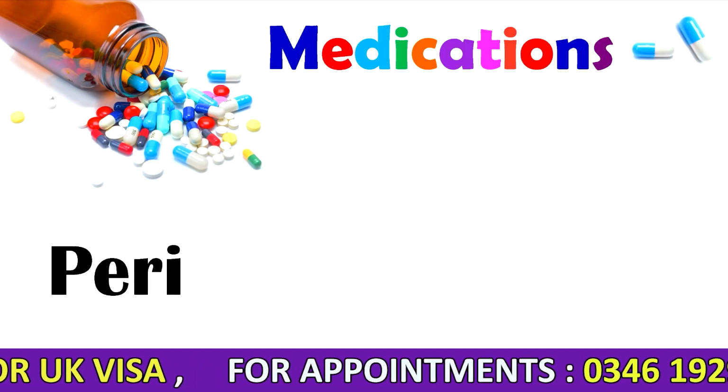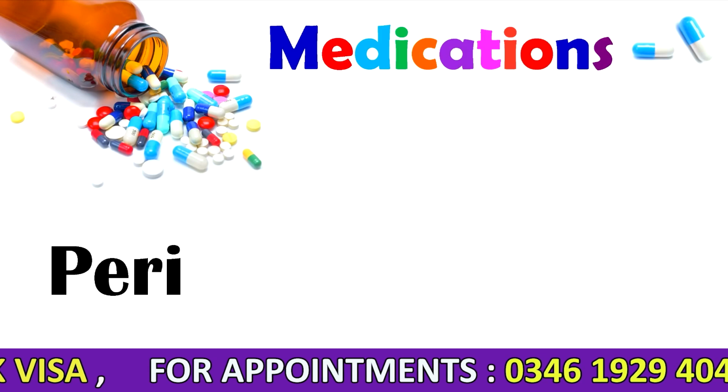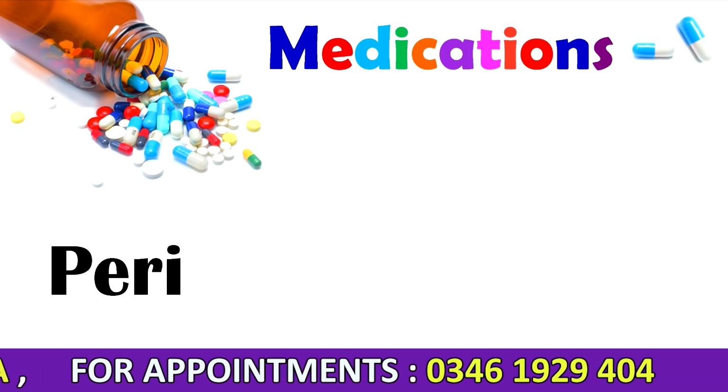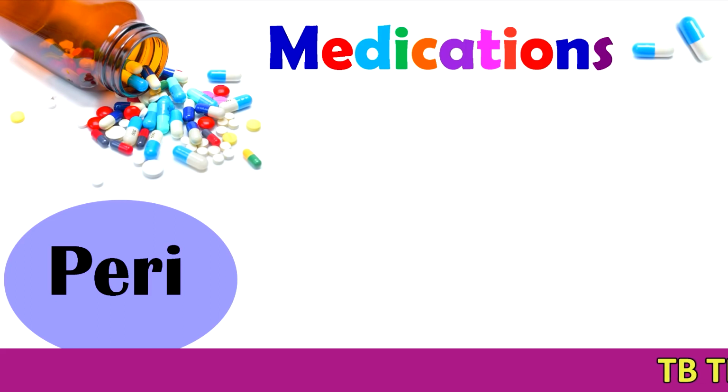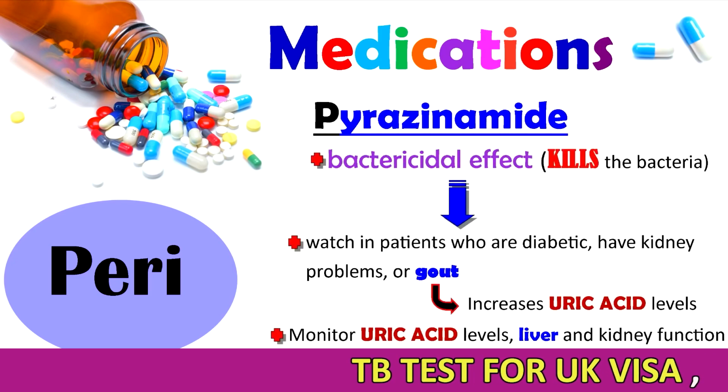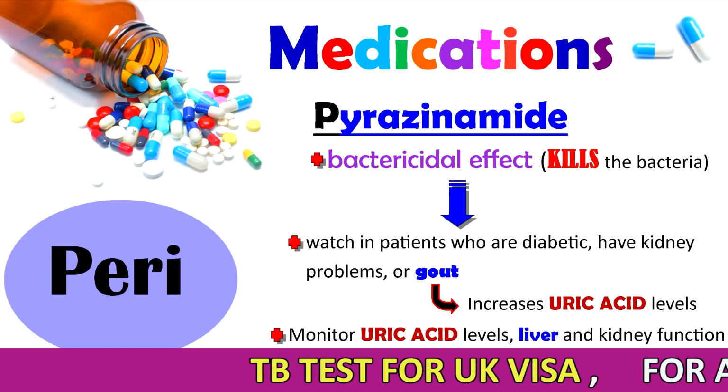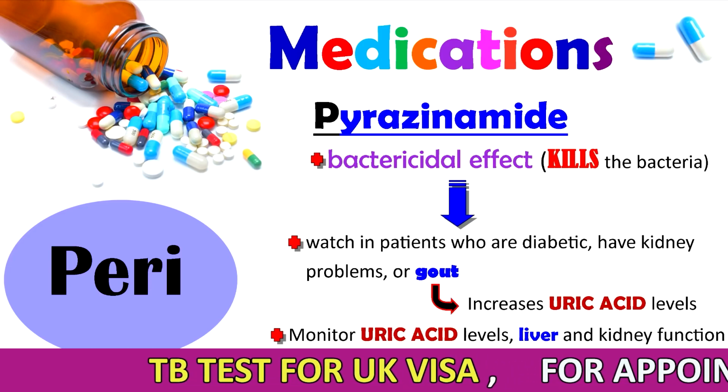Peri means surrounding, around. And what happens with TB is that normally our body will surround that germ and encapsulate it. Well, our body's really not doing that. So we have to have these medications on board to surround and kill these bacteria. So that's how I like to remember it. So P, pyrazinamide, which has bactericidal effects, which is a fancy way of just saying it kills the bacteria.